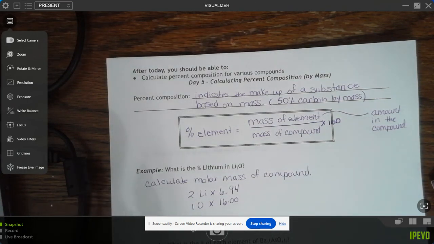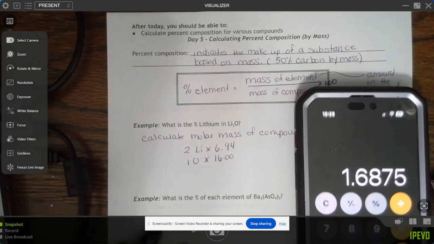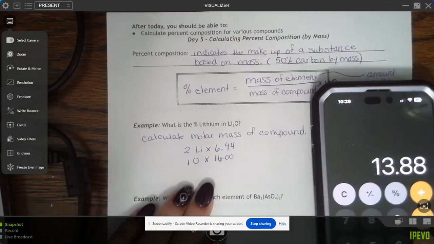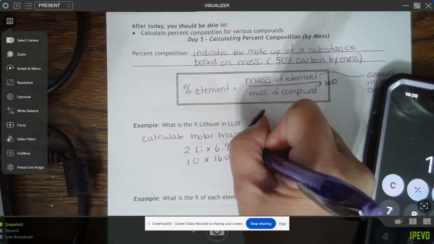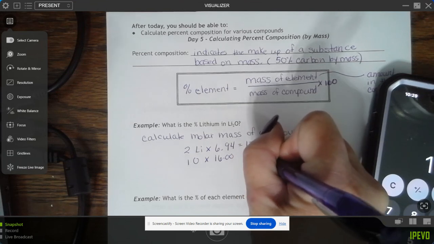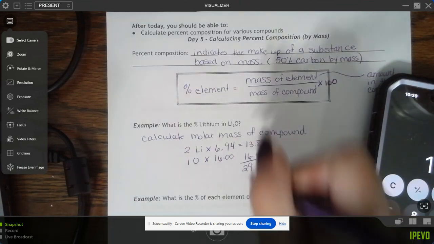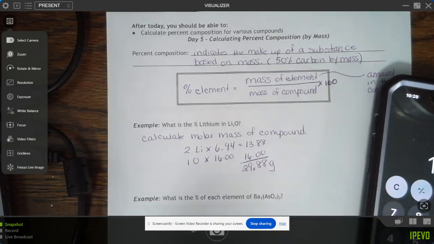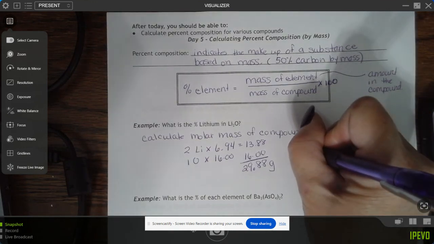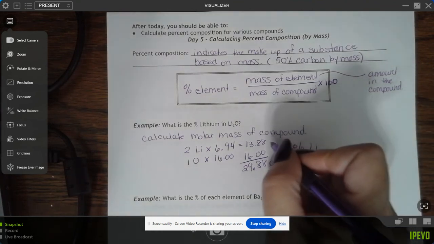So let me get on the calculator, and if I do 2 times 6.94, I get 13.88, plus 16 gives me a molar mass of 29.88 grams.